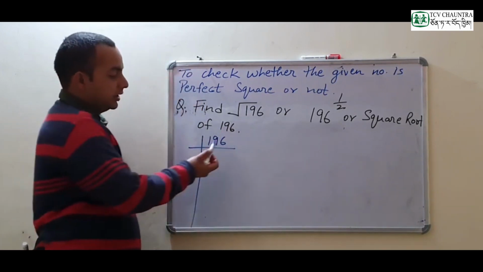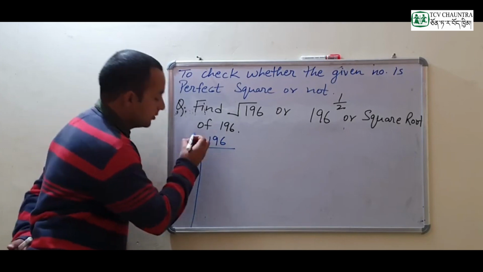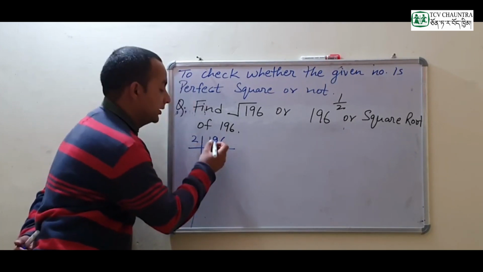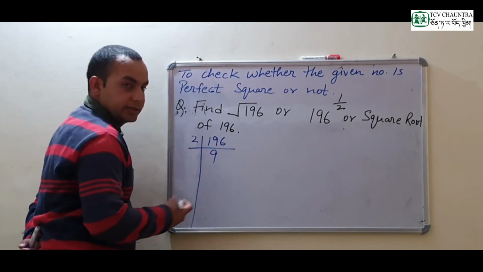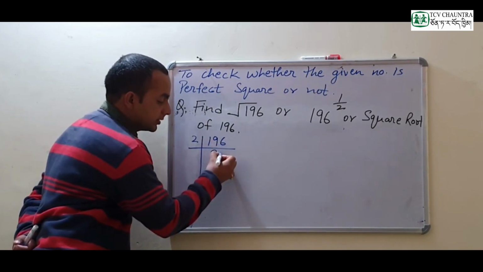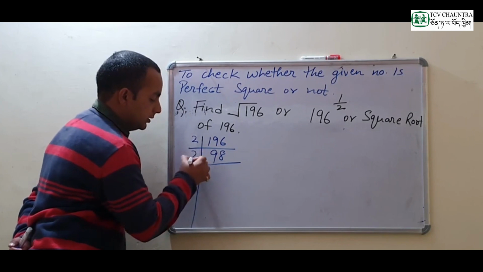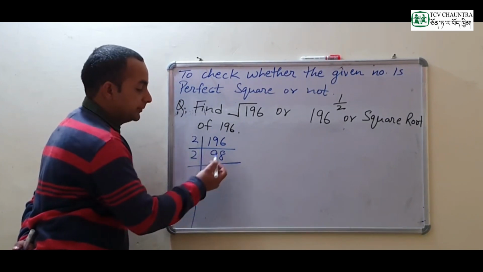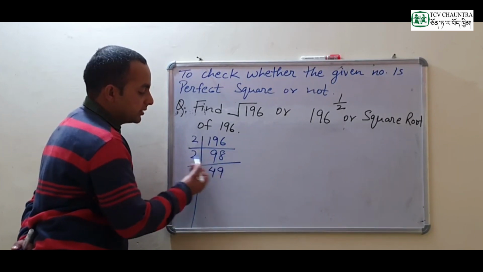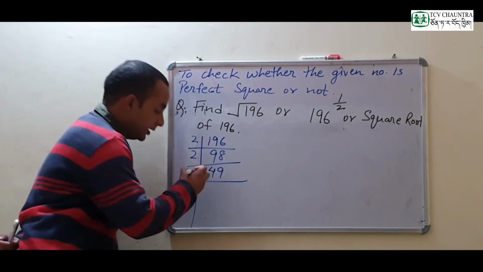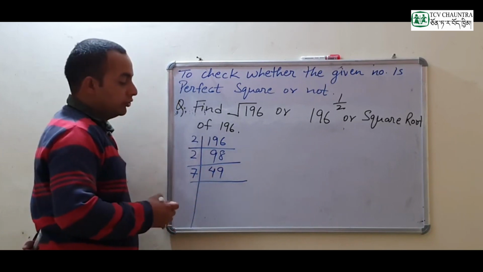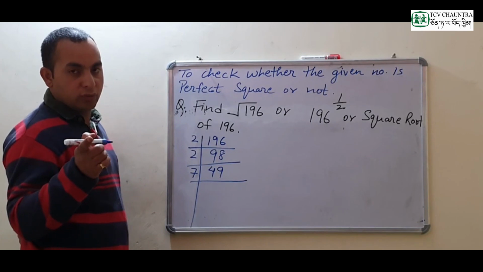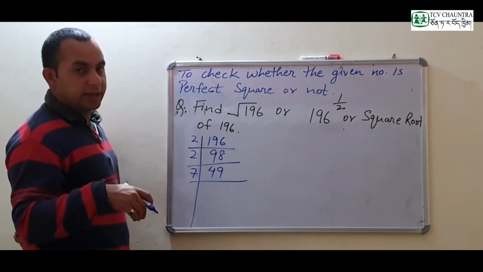So for the prime factor, the ones place is 6, so we start with 2, right? 2 9s are 18, 1 left. 2 8s are 16. 2 4s are 8. Next, the number 7. You have to remember the properties of the first 9 natural numbers.